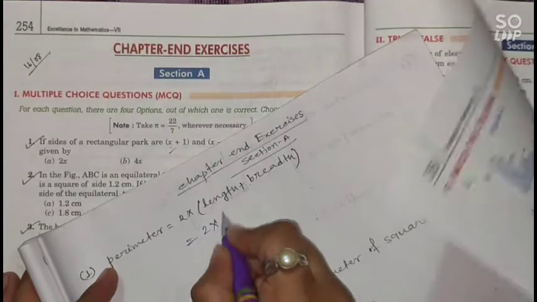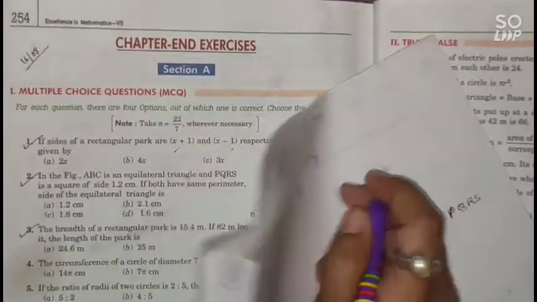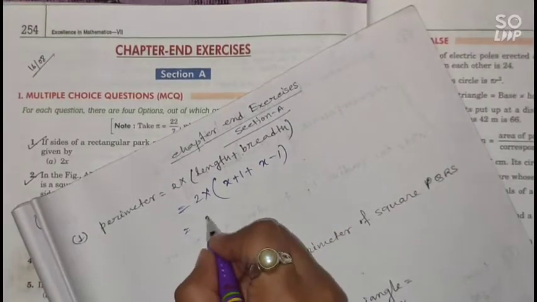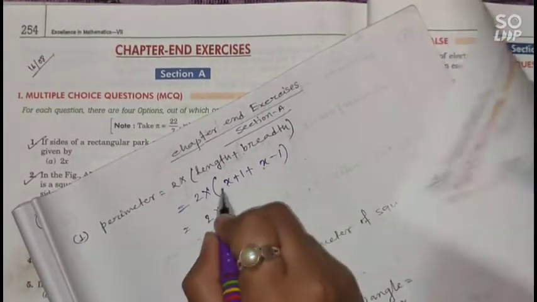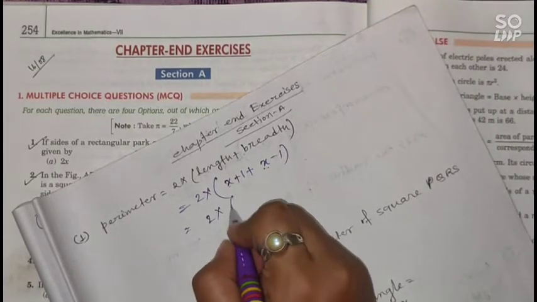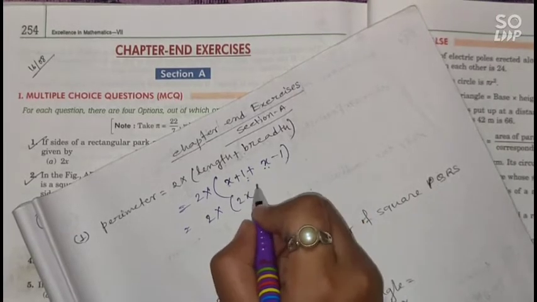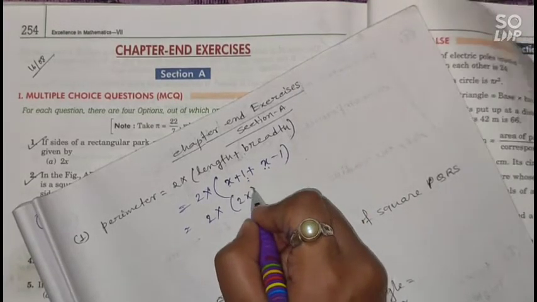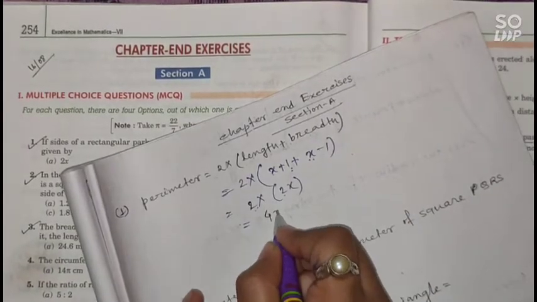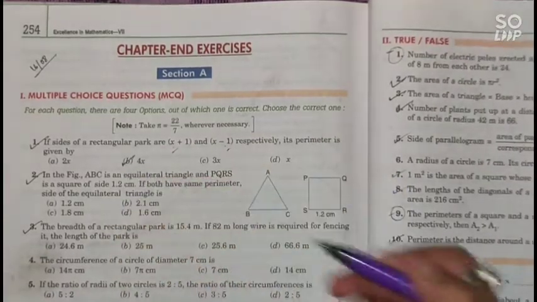So 2 into, what is the length? Length is x plus 1, breadth is x minus 1. So 2 into x plus x, that is 2x, and plus 1 minus 1, 1 minus 1 is 0. So 2 into 2x, that is 4x. The answer will be 4x.